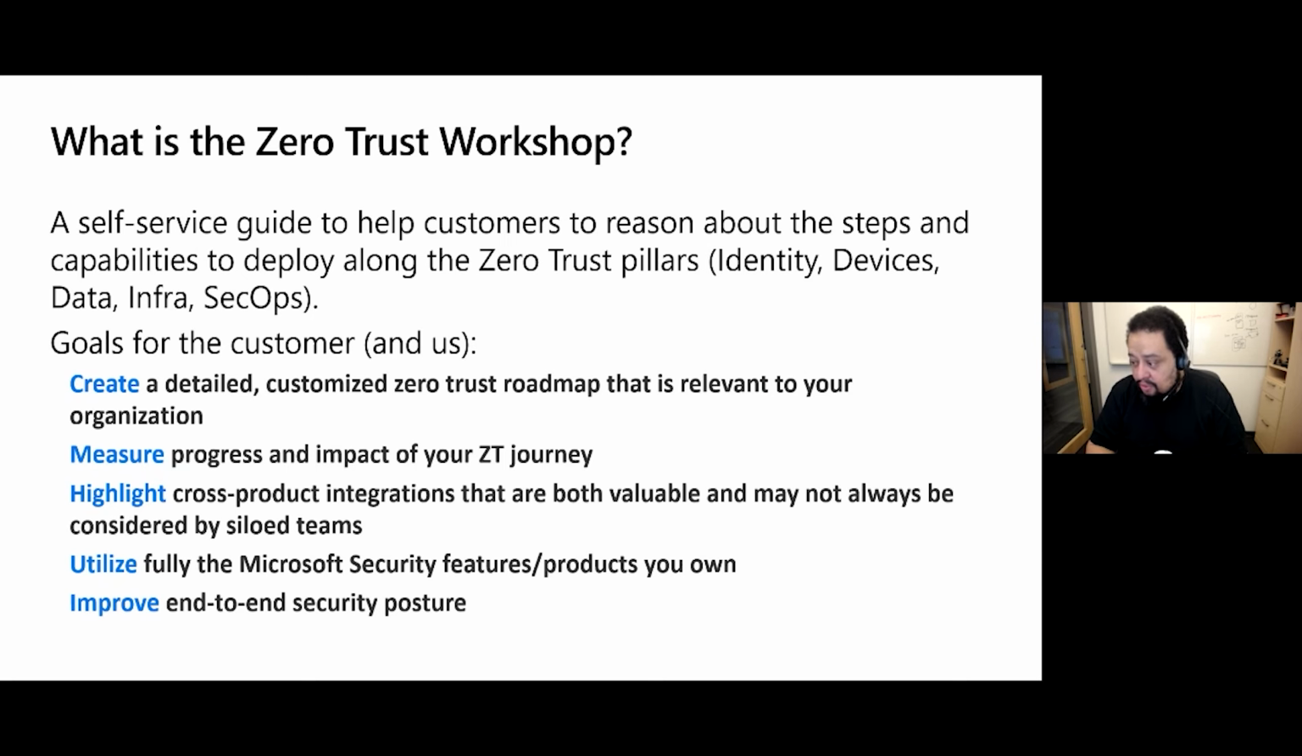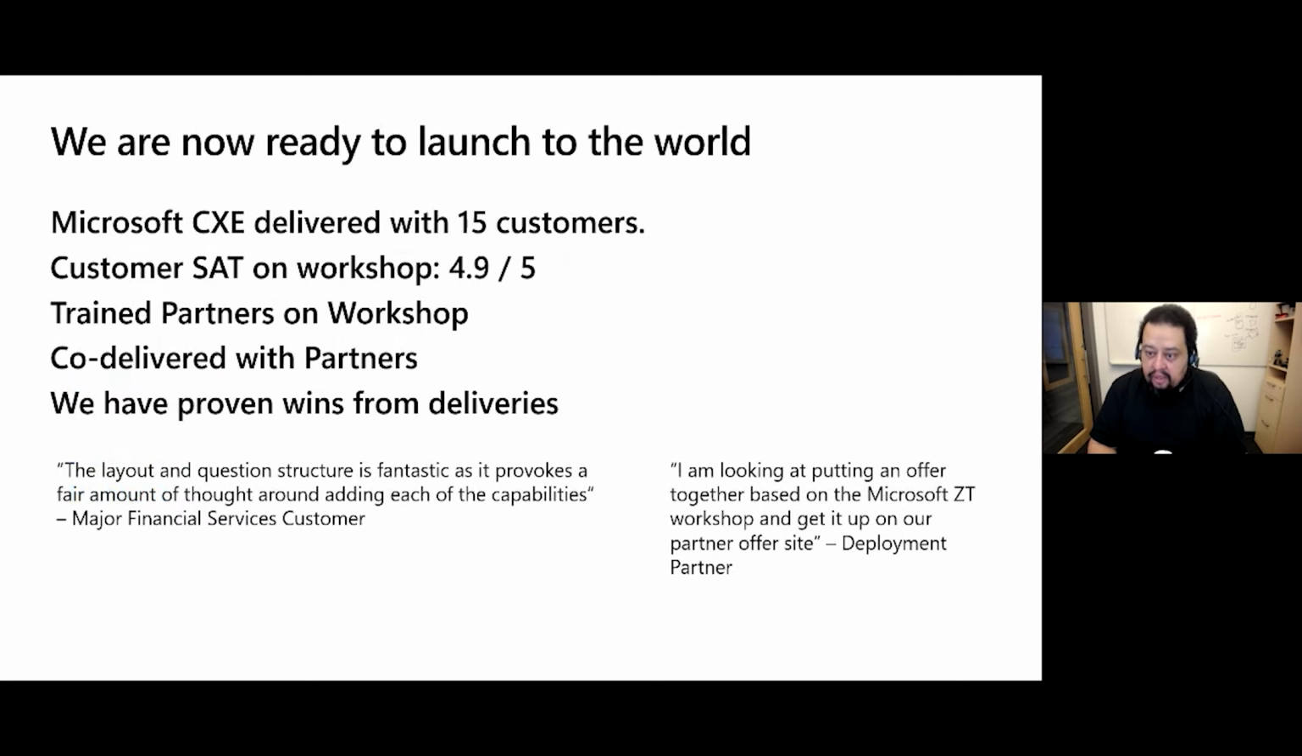You can totally do the zero trust workshop with third-party products completely. So we're launching. We've done this with pilots and private previews with 15 plus customers. The net promoter score of the workshop is 4.9 out of 5. That's how likely the customer is to recommend it to other colleagues at the customer or to other customers. We've done it with partners. We have partners trained on this. And we will have a blog coming out later this week or next week that will have some partner quotes in it that announces this.